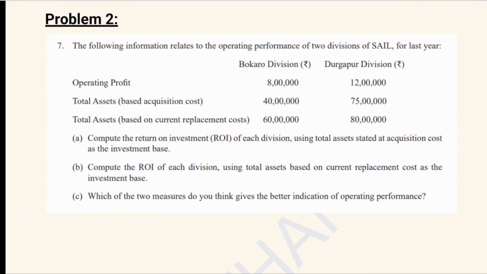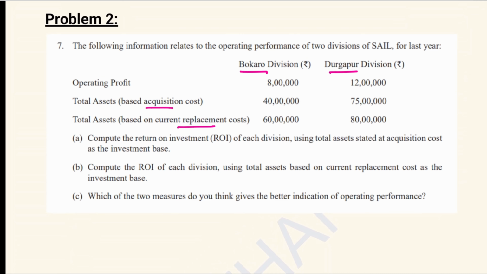Second problem we will take. The following information relates to operating performance of 2 divisions of SAIL for last year. What are the information given? So you have Bokaro division and you have Durgapur division. You have operating profit, it is EBIT. Then you have total assets. Total assets, 2 values given. One is acquisition cost, the other is current replacement cost.